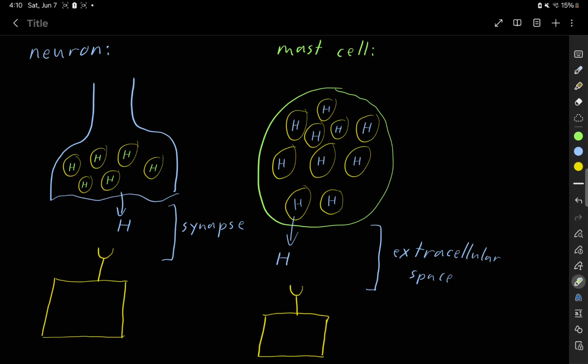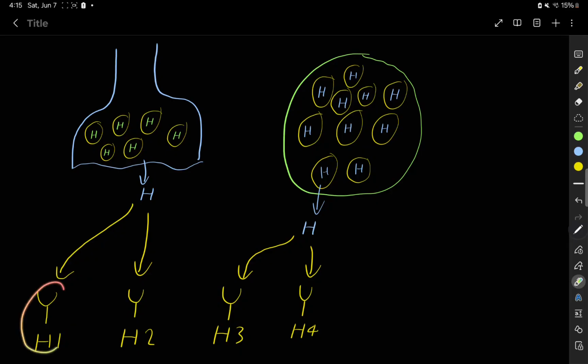Now there are four main receptors that histamine can bind to. So here we have our four different types of histamine receptors that histamine can go and bind onto to produce various different responses. And as we said before, your four histamine receptors are found on various different tissues and organs throughout your body.